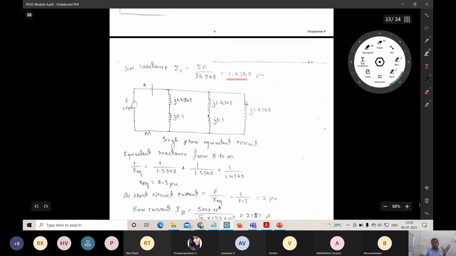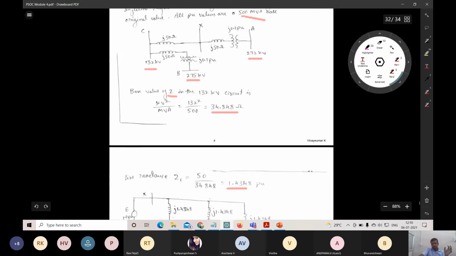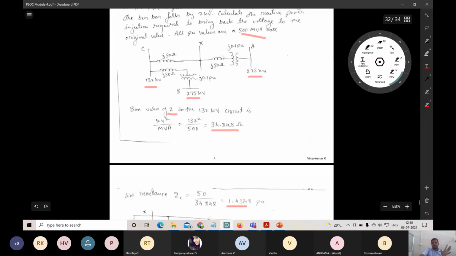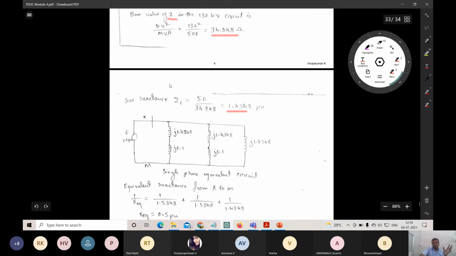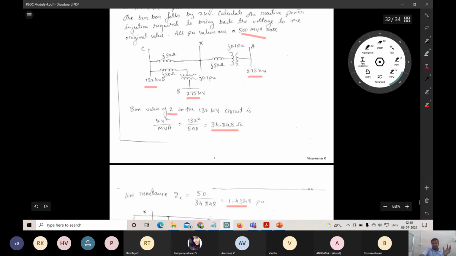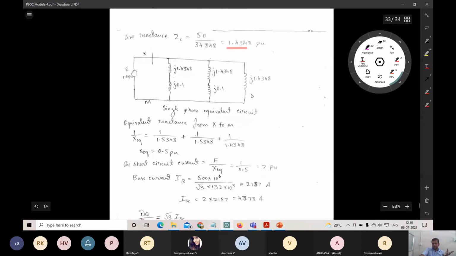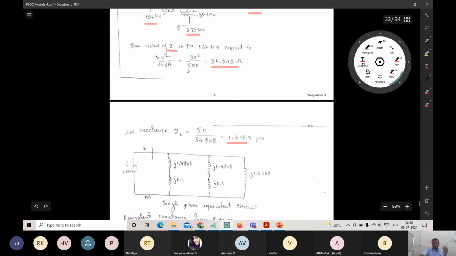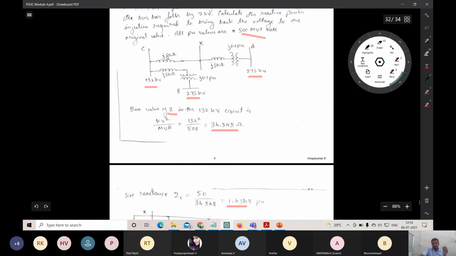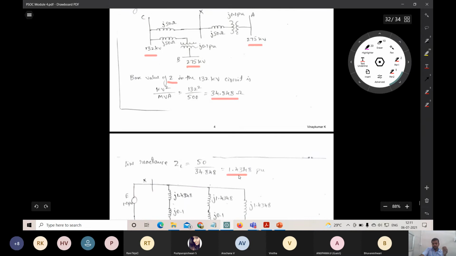Now use the single phase equivalent circuit. So this is our complex network. Convert that into a single phase equivalent circuit. The sending end voltage E will be there, the base value will be there, the load will be there. Normally consider the sending end voltage as 1 per unit. These are our lines and bus bars. So 50 ohm is calculated as 1.4348, and this is 0.1 pu.